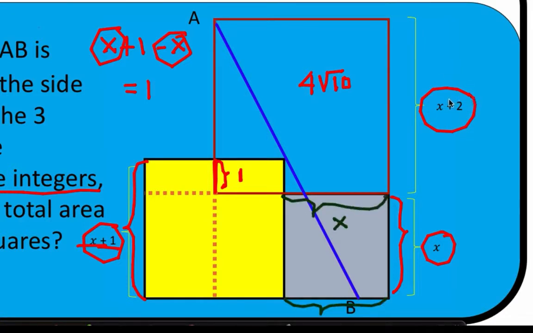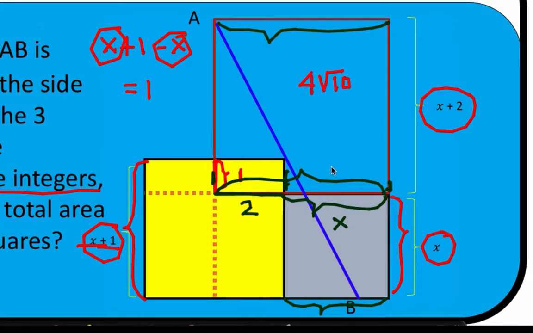We know that the side length of this largest square is x plus 2. So this length is x plus 2. That means this part here also must be x plus 2. And from here, going to this part is x. And from here, going to this side is x plus 2. That means the length here must be 2 units.